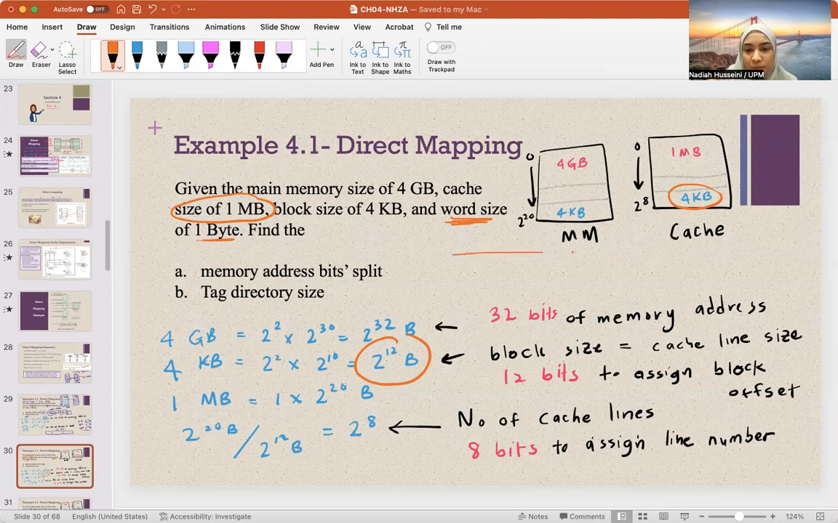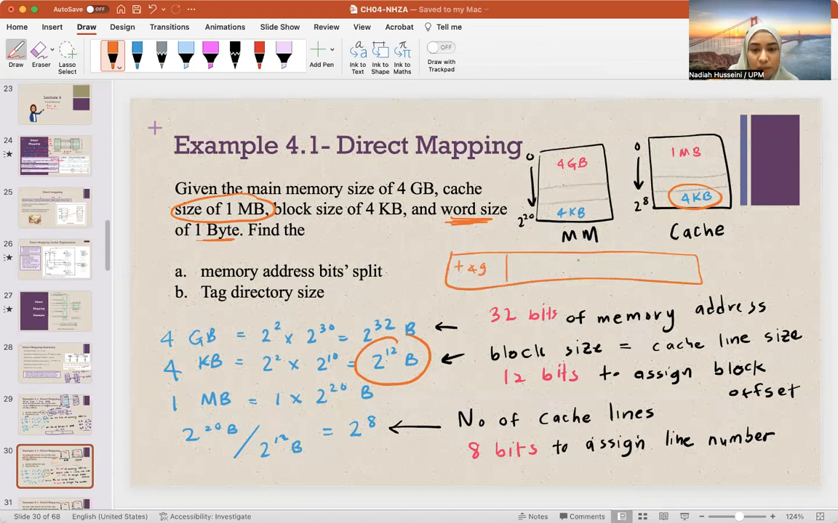So remember the format for direct mapping. We have tag. That's a T, by the way. And this is our line number. Okay, and then this is going to be our block offset. I don't know what's wrong with my handwriting. Okay, so this is supposed to be a B, block offset.